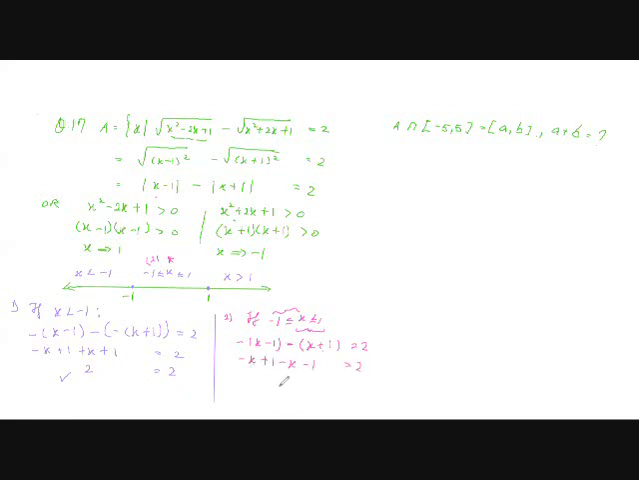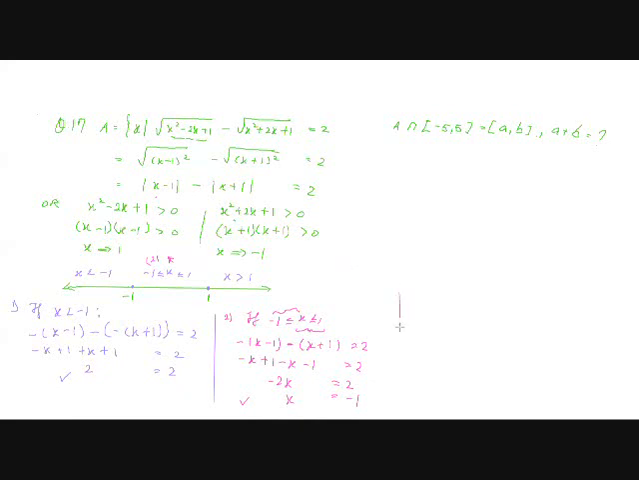So x plus x becomes 2x, right? Negative 2x plus 1 minus 1 is gone, equal to 2. So then x equals -1. So this one also works, because we can find the value of x.